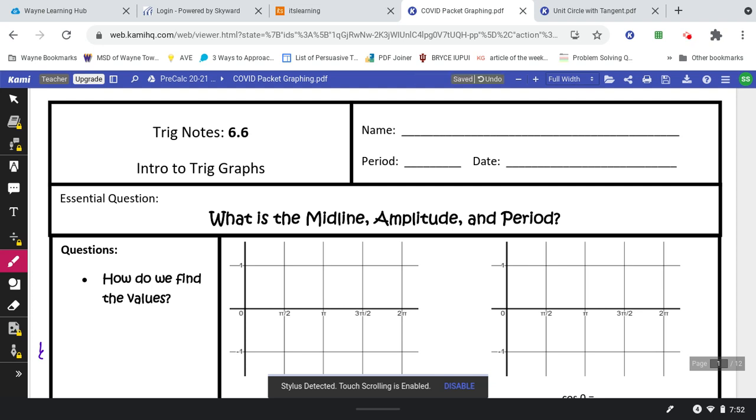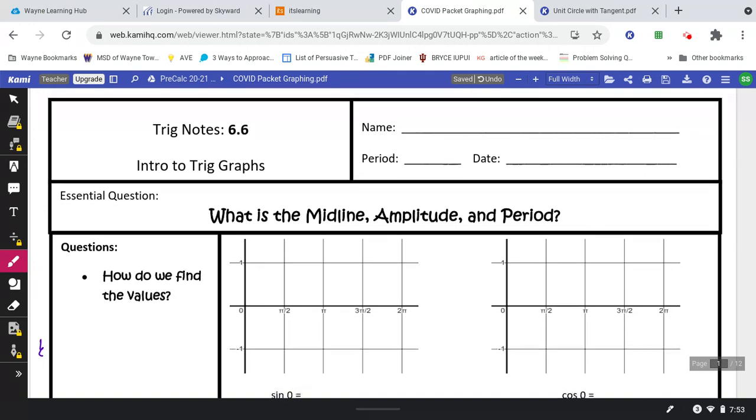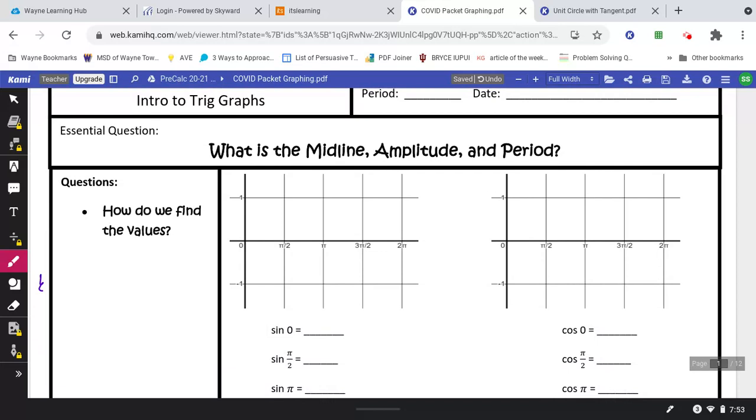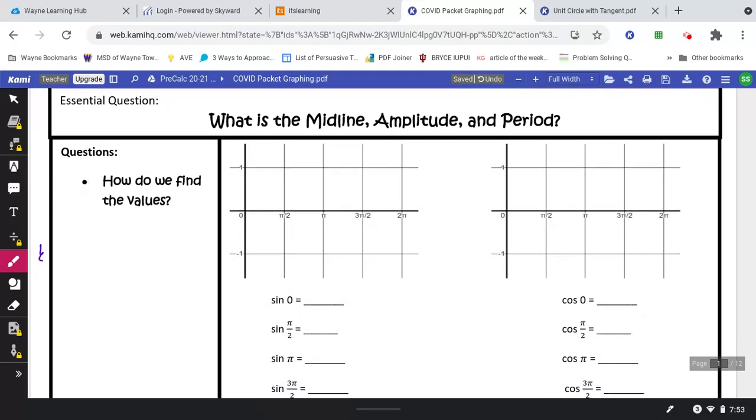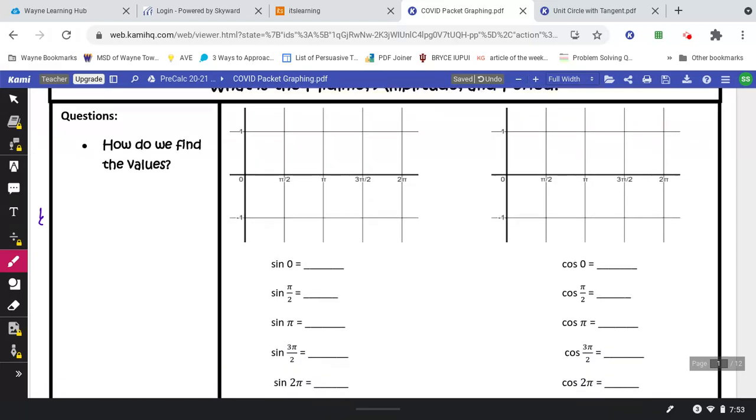These are the 6.6 notes for trig. We're going to be talking about this unit, graphs of sine and cosine. So three words that we're going to need to learn today: midline, amplitude, and period. Before we get to that, we're actually going to graph sine and cosine.